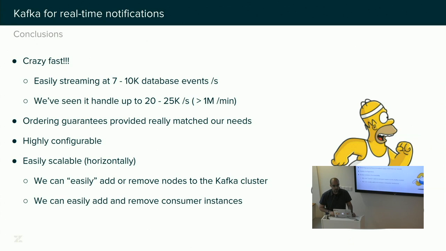Another thing that was really good that we got from Kafka was the ordering guarantees that it can provide, even though it's fully distributed. The way it deals with partitioning and how it allows us to partition the data in order to guarantee the ordering was something that really matched our needs, and we were able to use that to guarantee all that ordering that I was talking about.